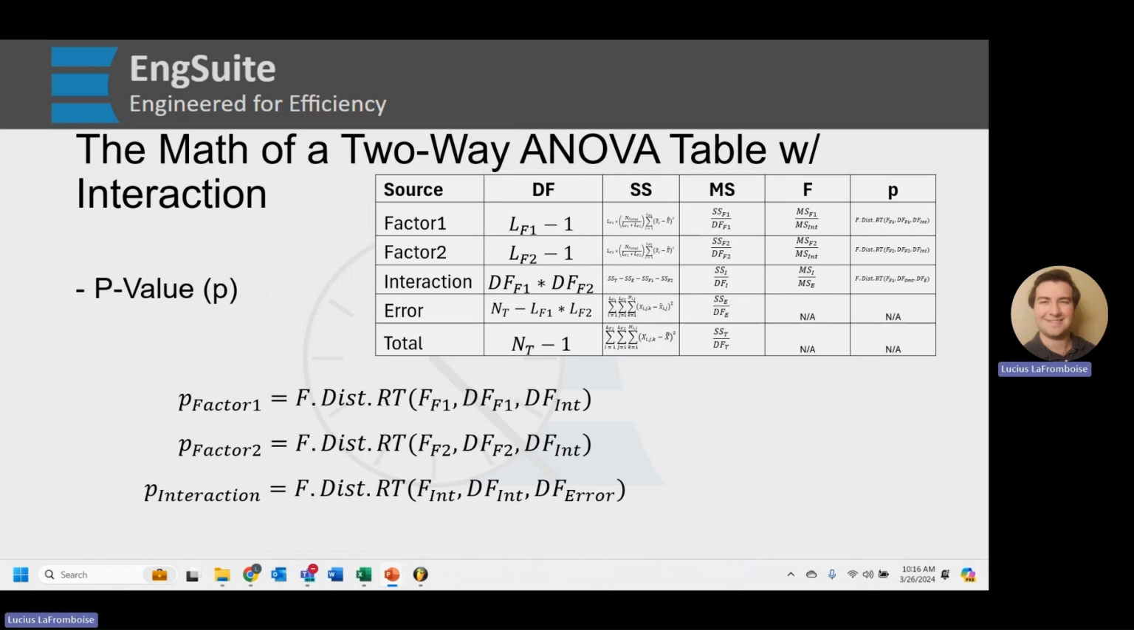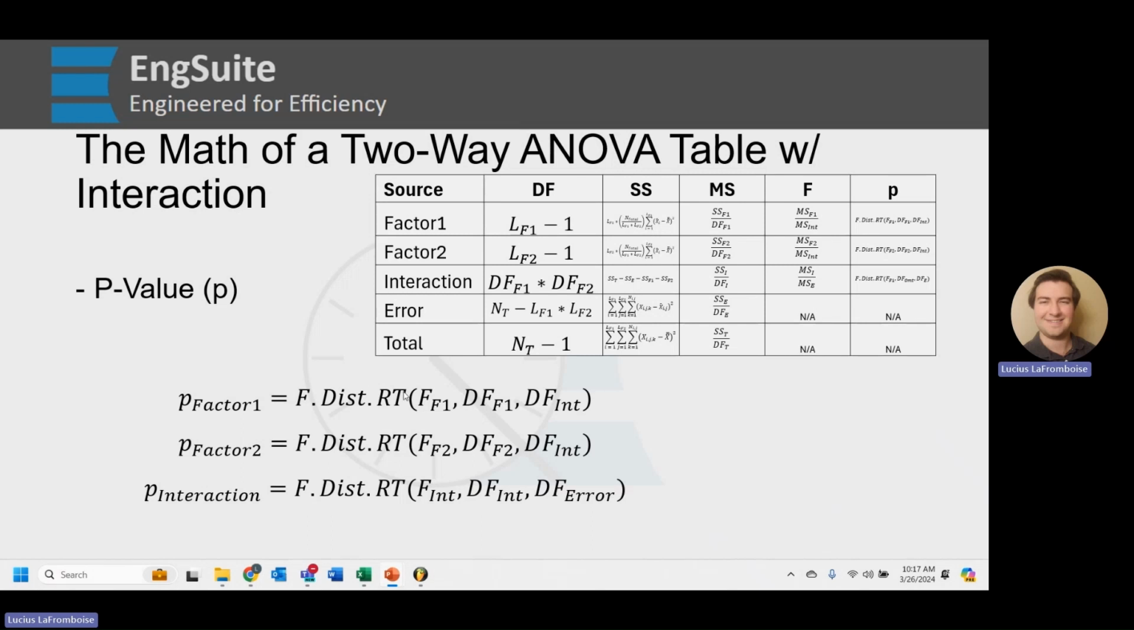Now moving on to the p-values, in Excel we can use F.DIST.RT to get the right-tailed probability of the F distribution for the F value. So F of factor 1, and then our numerator degrees of freedom is our degrees of freedom for factor 1, because that was on the numerator. And then our degrees of freedom for our interaction is our denominator. And the same for factor 2, except we use the F for factor 2, the DF for factor 2, and still the DF for the interaction.